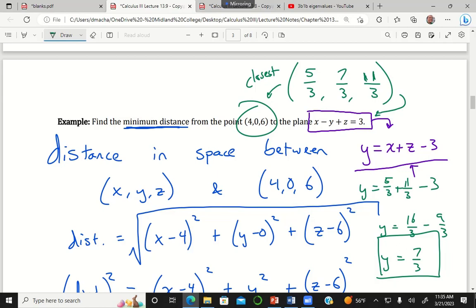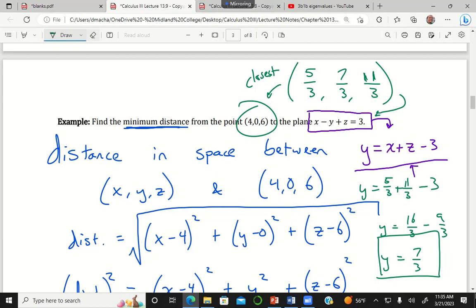So now the problem is you would want to find the distance between this point and the closest point on the plane, right? In order to find what the question is asking for. The question is asking for the minimum distance. And so to do that, you would subtract these. You would do 4 minus 5/3, 0 minus 7/3, 6 minus 11/3, and you'd get a 3-dimensional vector with the distance in the x direction, the distance in the y direction, the distance in the z direction. And then you would take the Euclidean norm of that vector to find the distance. You just plug it back in the formula.